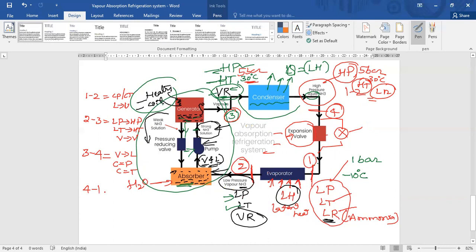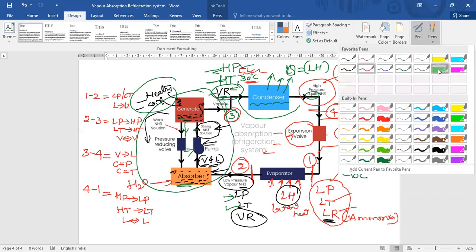So point number 4 to 1, let me write here. In the process 4 to 1, the high pressure refrigerant will become low pressure, high temperature refrigerant will become low temperature, but there is no change in the phase condition. It will be in liquid state again. There is no change. But in the 1 to 2 process, there is a change.